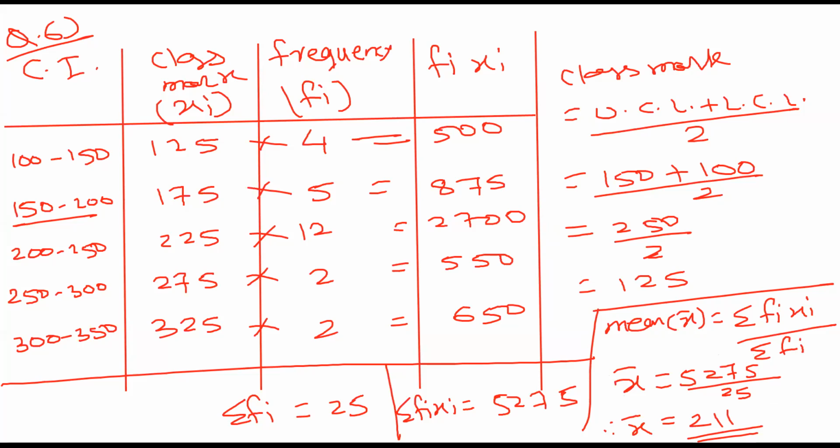But what is 211? Mean is 211. What does that mean? Daily expenditure in rupees. So write it like this: the mean of the daily expenditure of the households is rupees 211. Okay, write it in words like this.